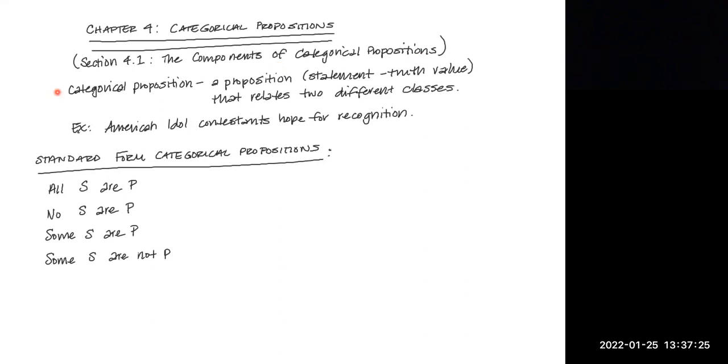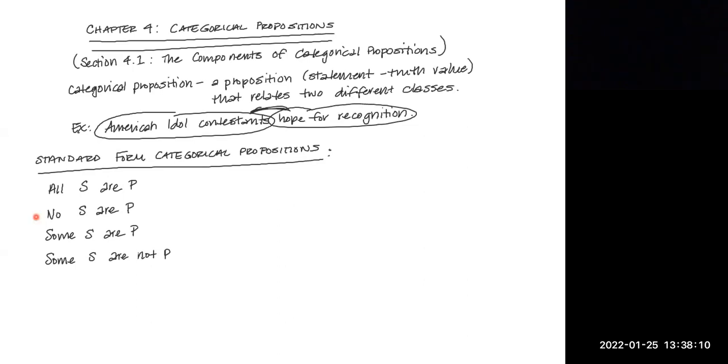So what is a categorical proposition? It's a proposition. Remember, a proposition is a statement. It's a sentence that has a truth value that relates now to different classes. In chapter 1, we talked about a sentence or a statement that would relate one class. Now we're talking about two different classes. So if I said American Idol contestants hope for recognition, what I'm really saying is that there is a category called American Idol contestants who are included in the class of people who hope for recognition. So it's relating two different classes.